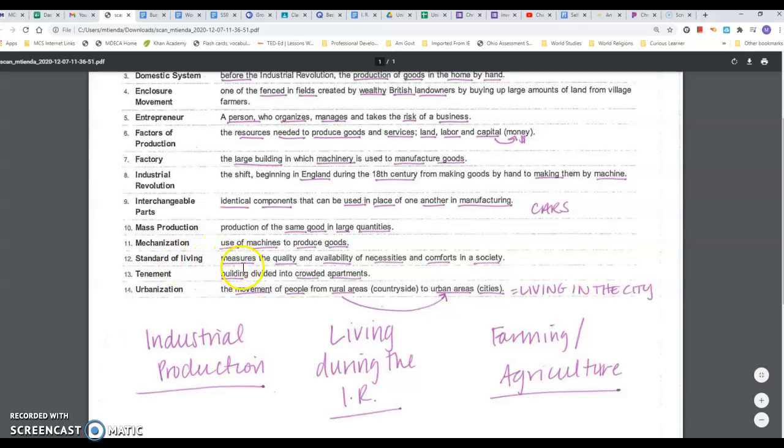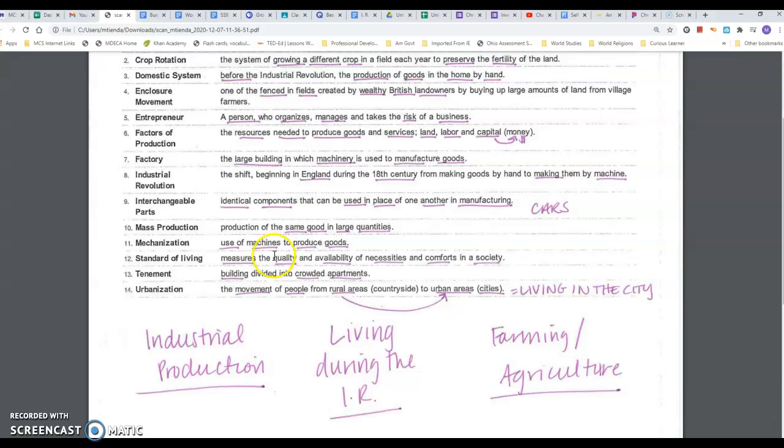However, for the middle class, the standard of living increased greatly during the Industrial Revolution, especially because of the large availability of products. So the standard of living just measures what is, quote, standard for people to have in their homes and their possessions. A tenement is a building divided into crowded apartments.